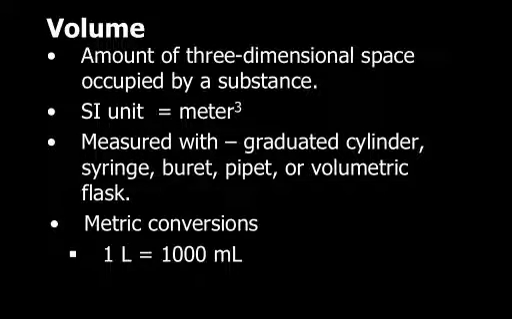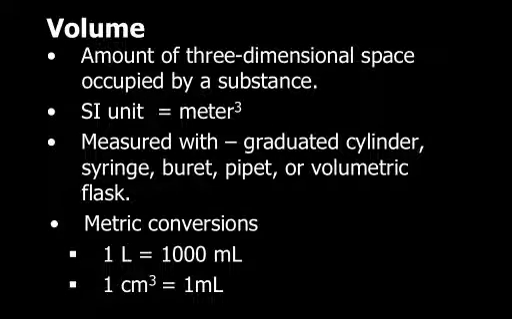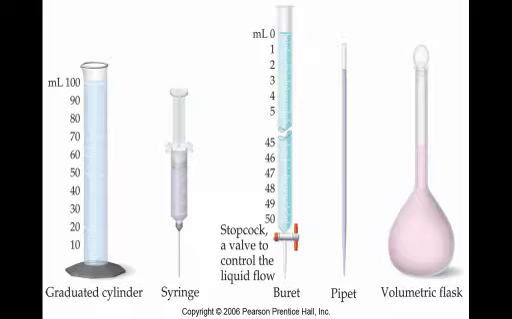Metric conversions that we'll use most often: 1 liter is 1,000 milliliters. 1 centimeter cubed is 1 milliliter, and a centimeter cubed is a cubic centimeter, which is the same as a cc. You may have seen that unit, cc, if you've ever looked closely at a syringe, like when you're getting a shot at the doctor's office. 1 cc is the same as 1 milliliter. So in some cases in class we'll actually use syringes without the needles on them to take volume measurements.